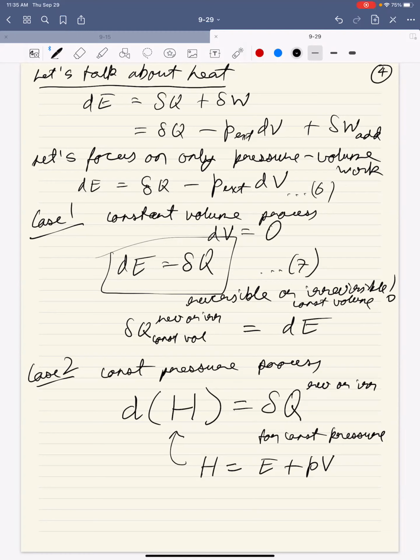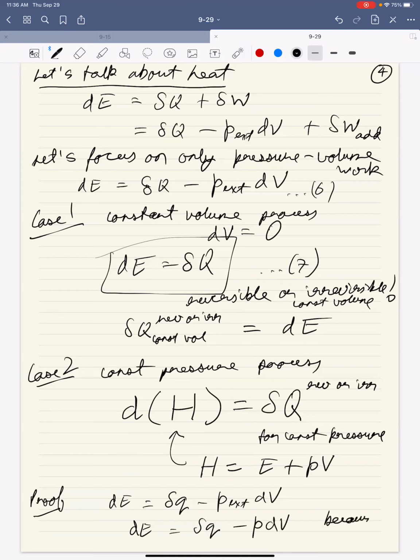So let's try to prove this. Proof is quite simple. We have dE is equal to delta Q minus P external dV. Okay, it's a constant pressure process. So there is no point in dangling P external or P or things like that. There is one pressure, it's constant pressure, nothing is changing. This is kind of subtle. So typically someone will come back on Slack and ask me, wait, why did you do that? Because it's subtle. If you think about it, you can get confused. Because constant pressure process.